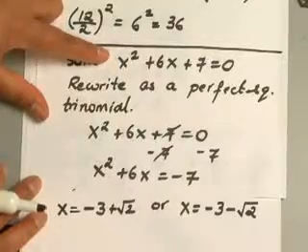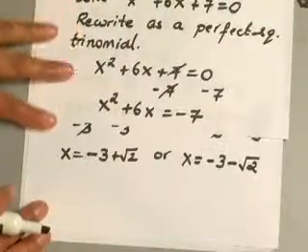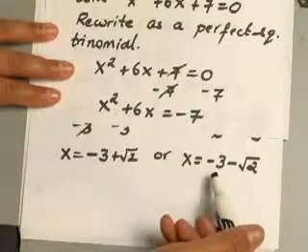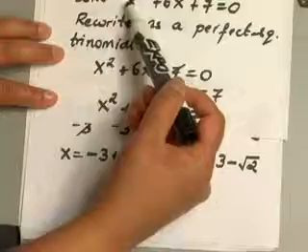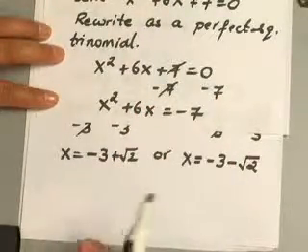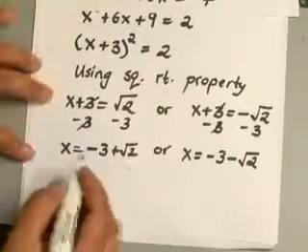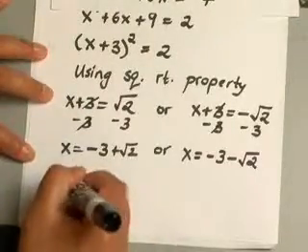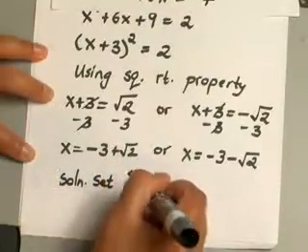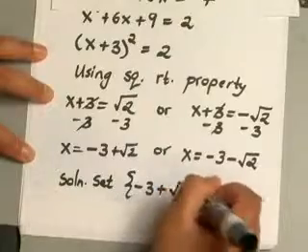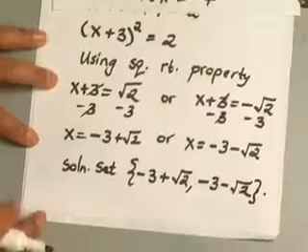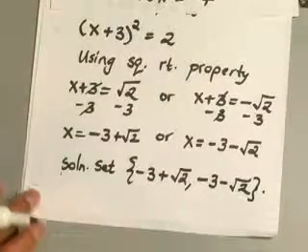And these will be the solutions to your original equation, which was x squared plus 6x plus 7. And again, if you want, you can go back and check your answers. Just take negative 3 plus square root of 2 or negative 3 minus square root of 2 and plug it back into your x values in the original equation and see if you end up with a true statement. So now we can say that your solution set for this problem is negative 3 plus square root of 2 and negative 3 minus square root of 2.